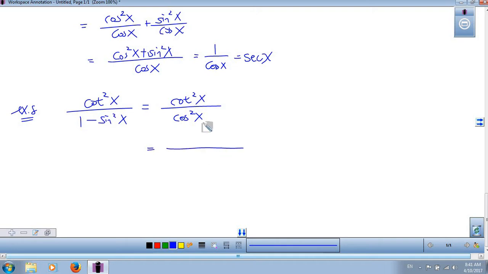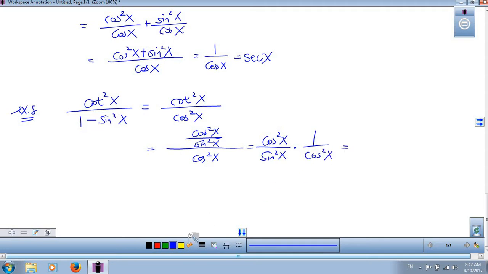Now, is there anything I can relate cotangent and cosine with? Well, I know cotangent is the reciprocal of tangent, or cotangent is simply cosine over sine. So cotangent square x is equal to cosine square x over sine square x, divided by cosine square x. Now when you deal with complex fractions, and we're going to be using a lot of complex fractions in this section, how do we deal with them? When you divide by a fraction, you multiply by its reciprocal. So you multiply by the reciprocal of cosine square x, which is 1 over cosine square x.